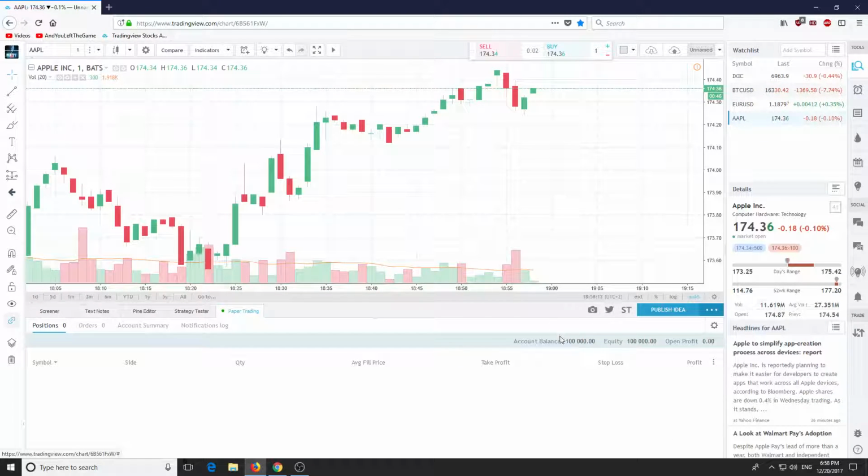It's a paper trading account, 100,000 units of money. It doesn't really tell you what kind of money you have to imagine that it is.